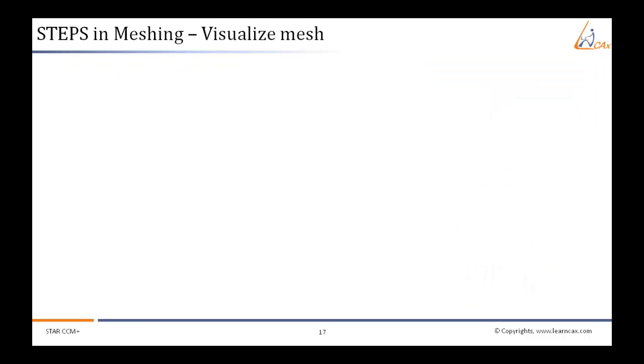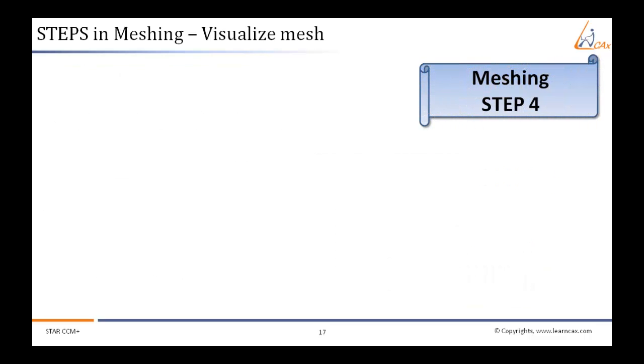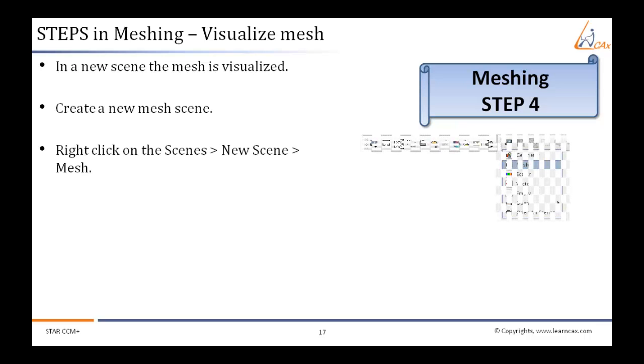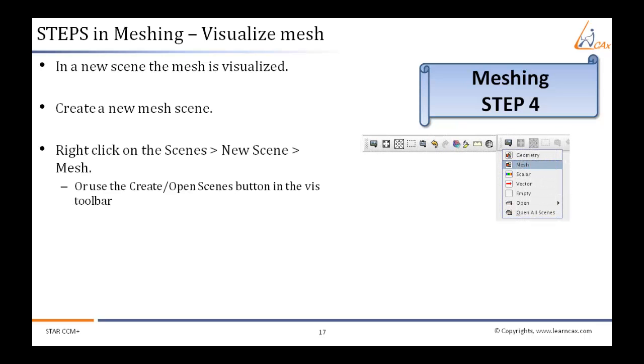After generating mesh, we visualize and inspect the mesh. In a new scene, the mesh is visualized. This is the process. First, create a new mesh scene. Right-click on the scenes, then New Scene, and then Mesh. Or use the Create Open Scenes button in the Wiz toolbar. Make the scene transparent.